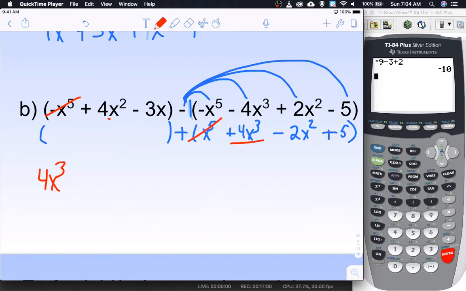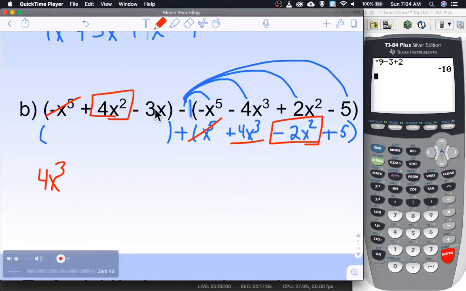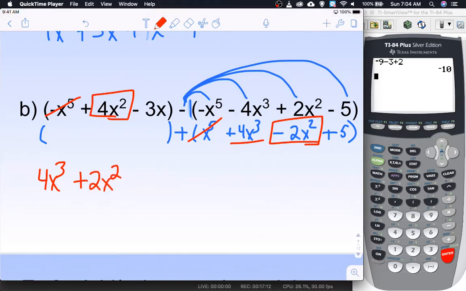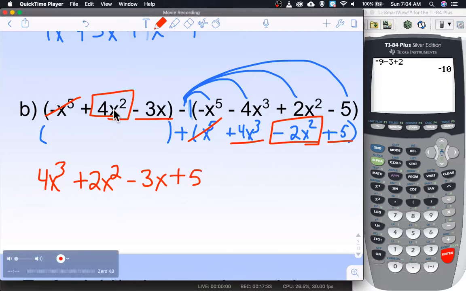Okay, x squareds. I've got this one here and this one here. So I've got a -2 and a positive 4, giving me a total of 2x squareds. X to the first power. He's the only one. -3x. Things without x's, they're called constants. He is the only one. +5. So the only thing we actually combined here was x squared.